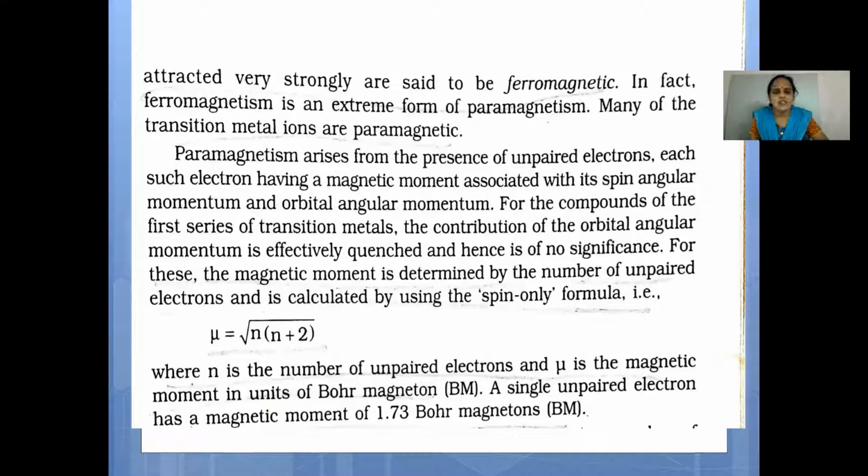The magnetic moment is determined by the number of unpaired electrons and is calculated by the spin-only formula, that is mu equals root over n into n plus 2, where n is the number of unpaired electrons and mu is the magnetic moment in units of Bohr magneton. A single unpaired electron has a magnetic moment of 1.73 Bohr magneton.